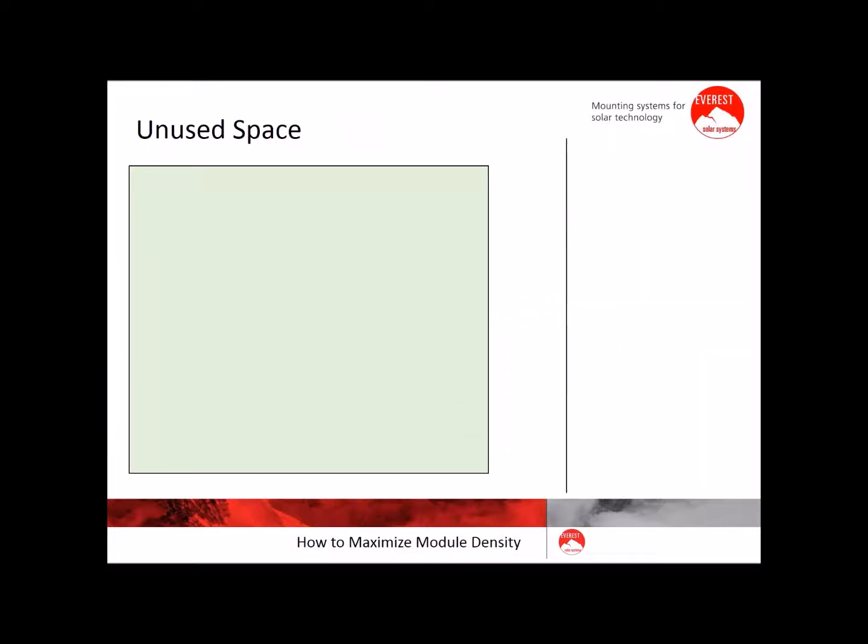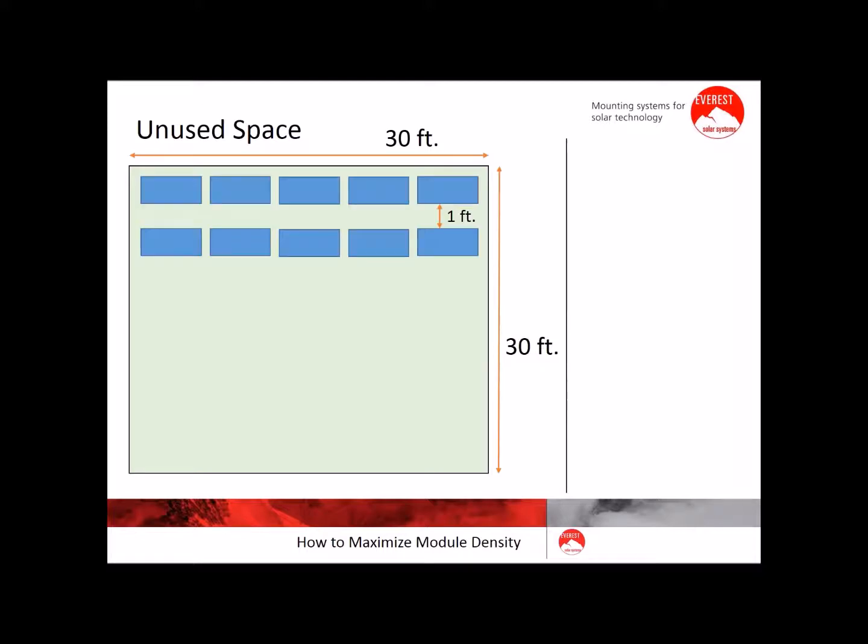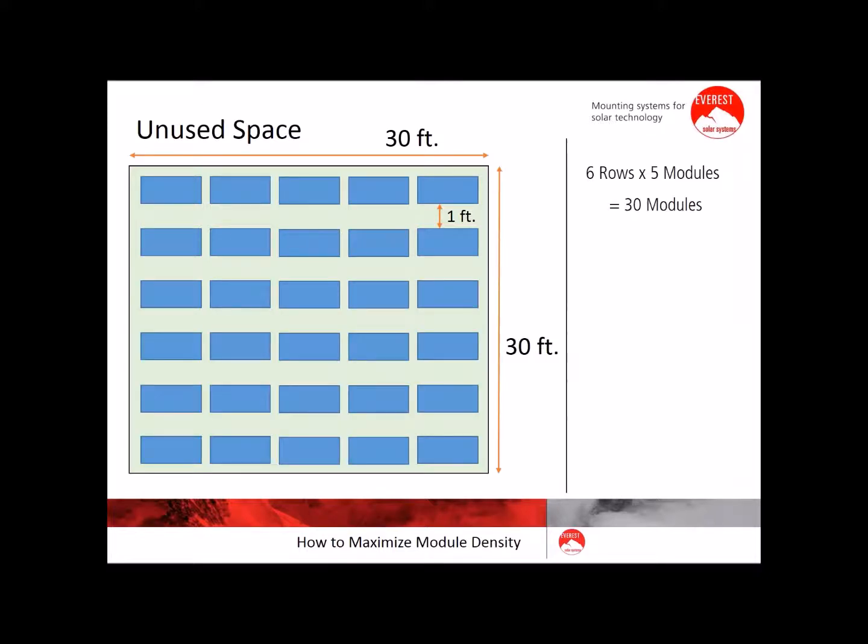So at this point, I'm going to talk through some points discussing module density. We'll look at a really simple example here. If we have a 30 by 30 foot roof, it's pretty small, but it works well for this example. We look at a south-facing system. We'll just assume that it's a 10-degree tilt, and we're looking at about 1 foot of inter-row spacing here to deal with that shading we discussed in the previous slide.